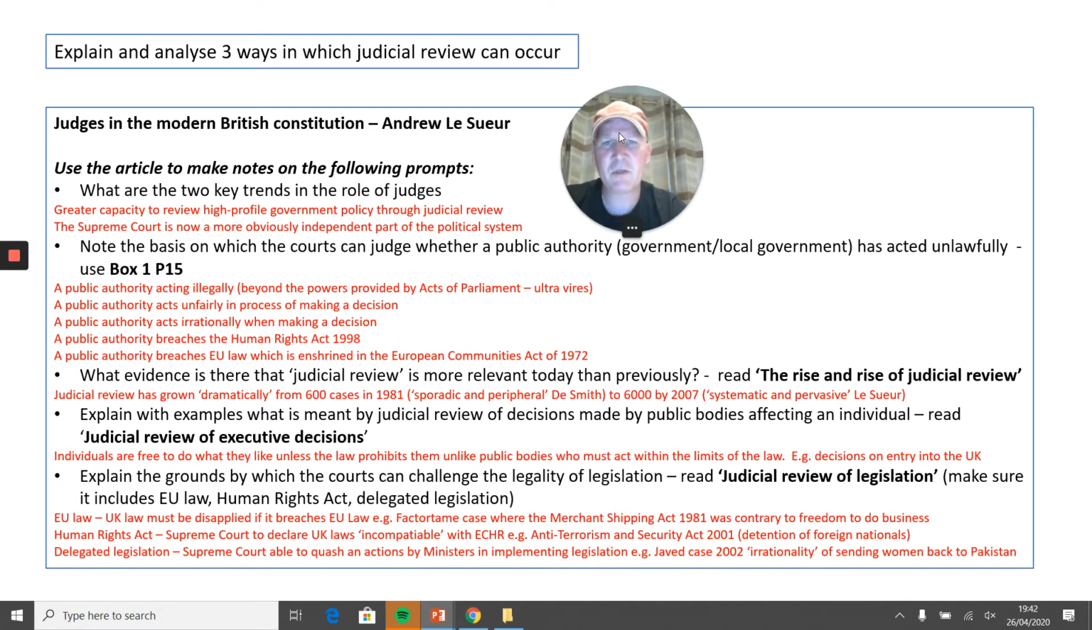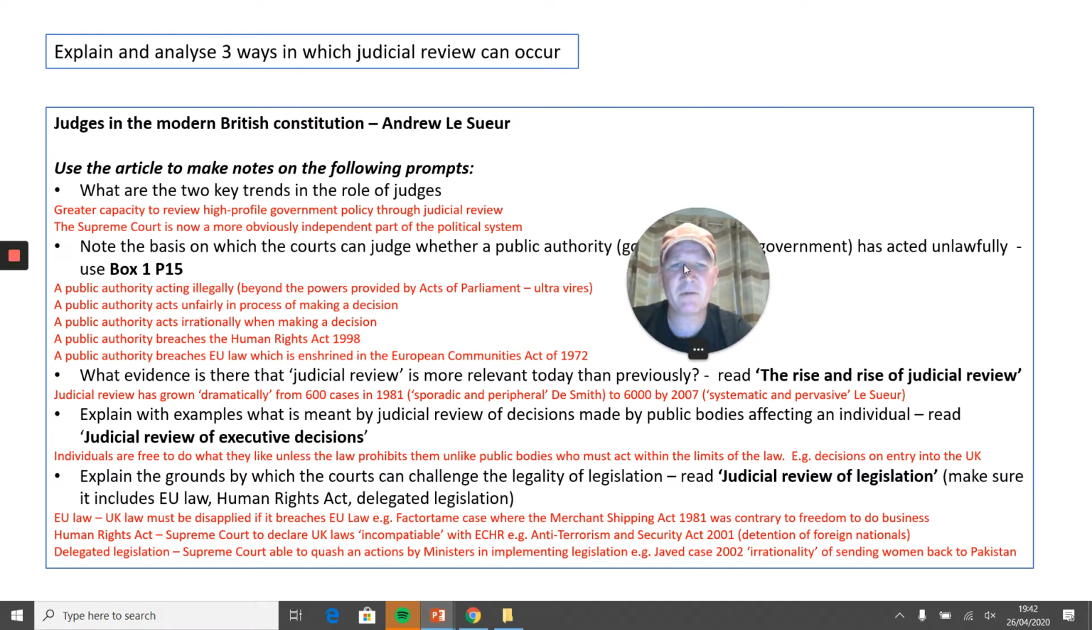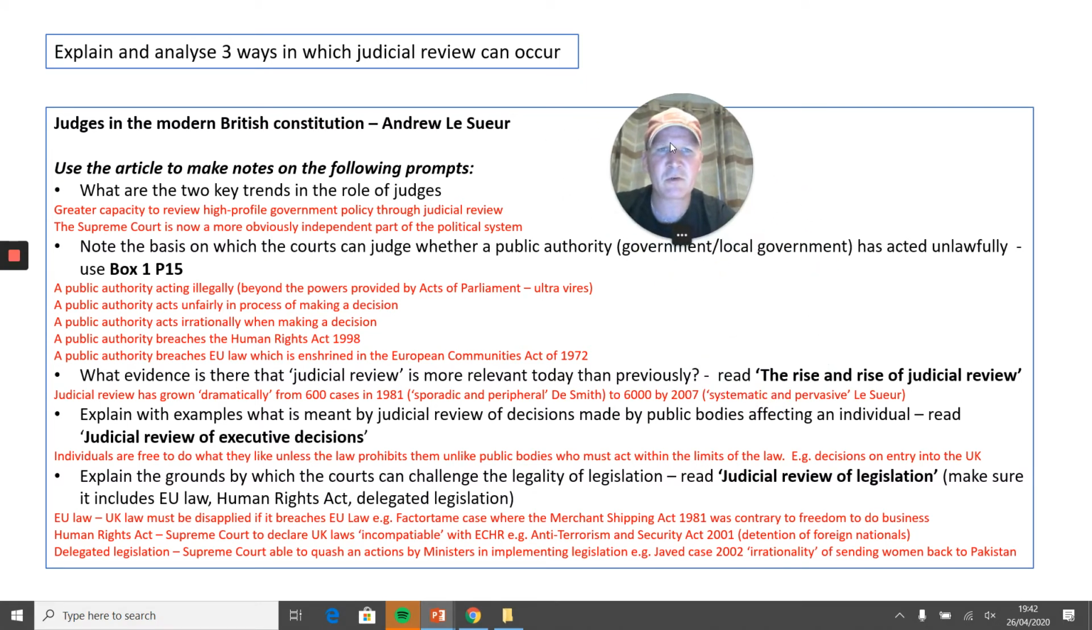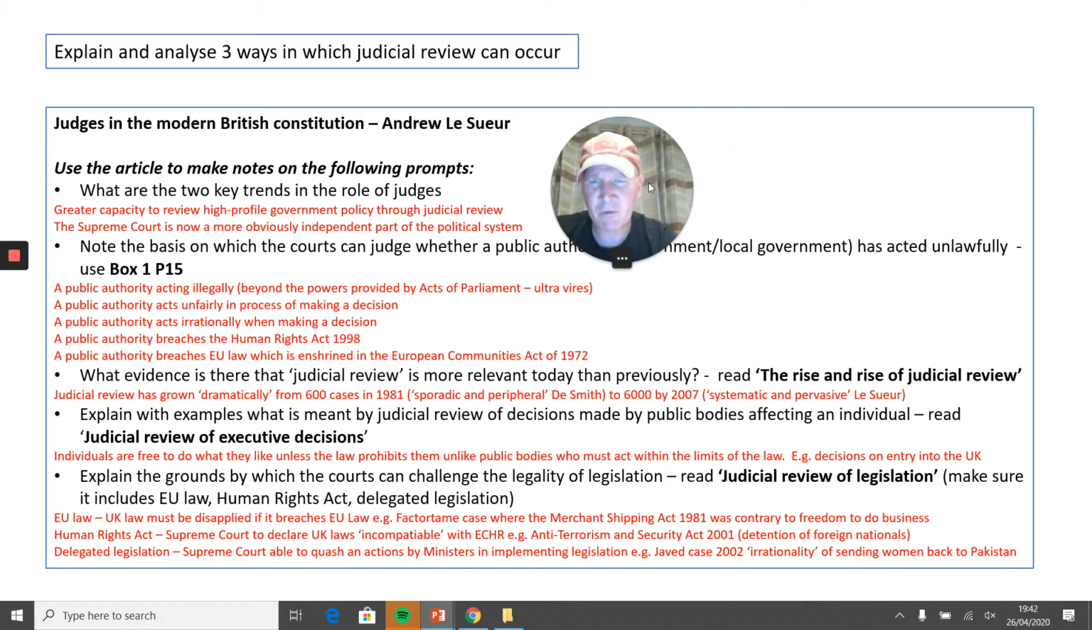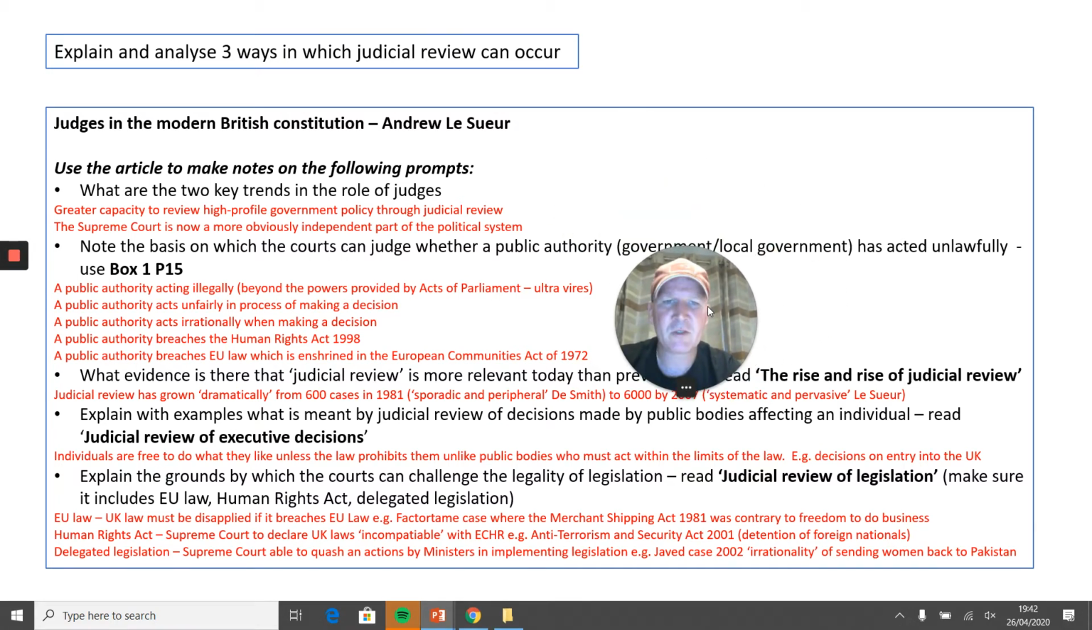The other thing you're doing when you're looking at Lesueur's articles, what I've done here is giving you some guidance to make sure your notes are up to scratch. So have a look at your notes now and see if they're aligned with what I thought was important. First of all, the 2 trends, greater profile, greater independence with the emergence of the Supreme Court. Secondly, the different ways in which judicial review can occur. And these are important terminology you need to be aware of.